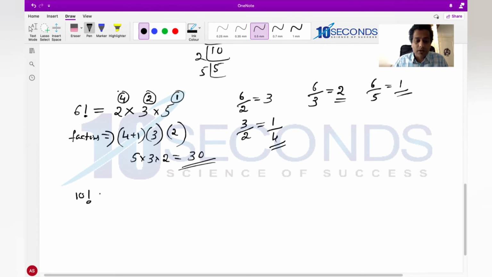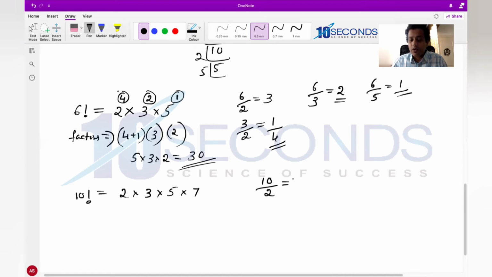If I take 10 factorial, the first step is how many prime numbers between 1 to 10? That is 2, then 3, followed by 5, followed by 7. Any other prime number possible? No. When you prime factorize it, it is divisible by these prime numbers only, isn't it? Now, how to check how many 2's are there? That shortcut we already discussed. Let me do it again.